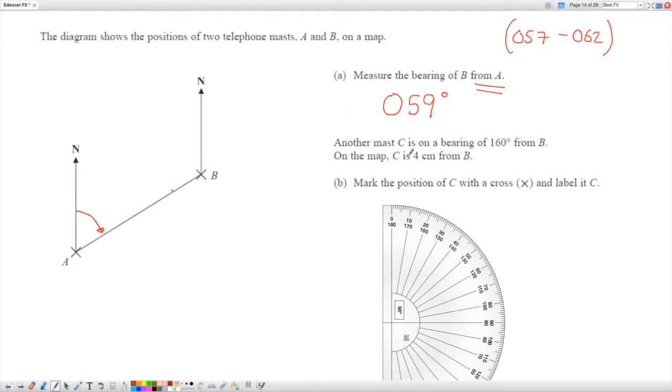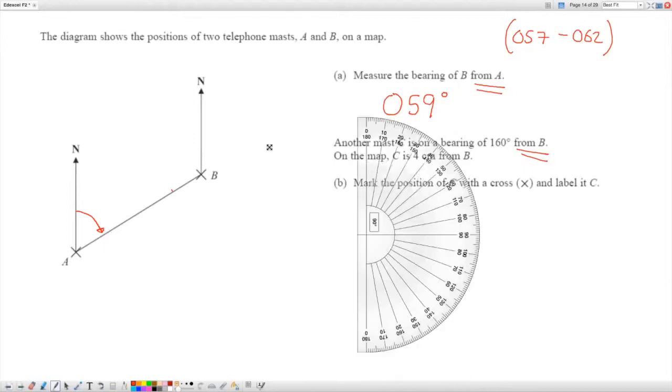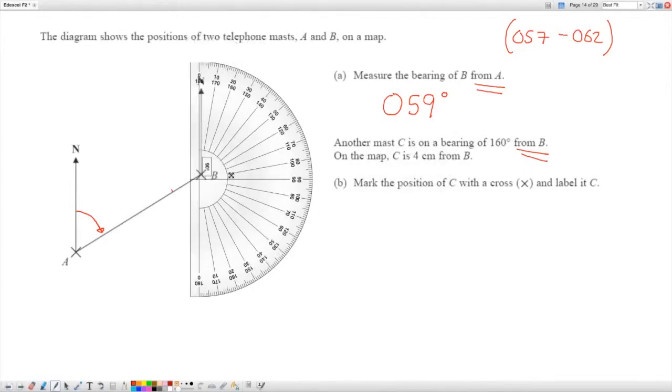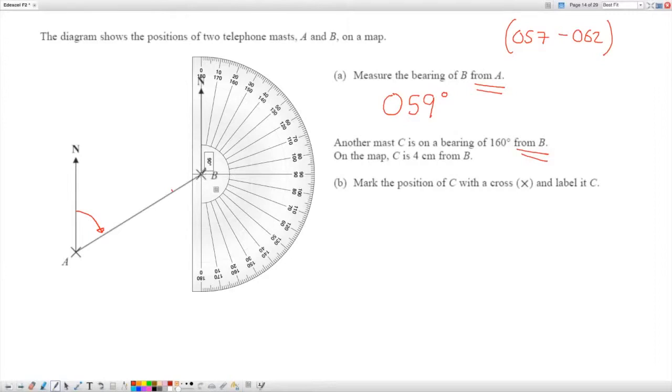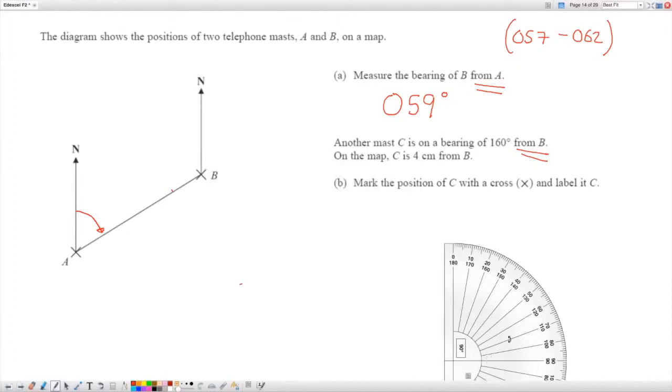We're then told that another mass C is on a different bearing, 160, from B. That means we're starting now at B. So we're going to mark up here, sharp point here, the centre point here in the middle, north line marked with 0, going all the way around clockwise direction to 160. Make a little mark, take it away, and we're told here that this is 4 centimetres from B.